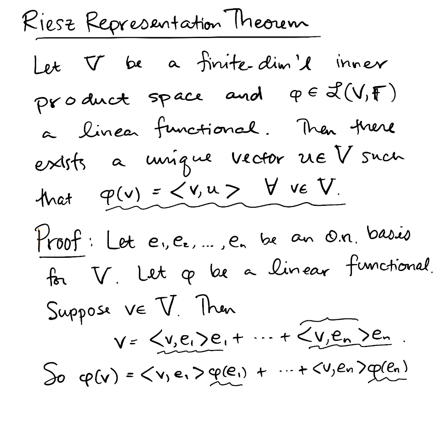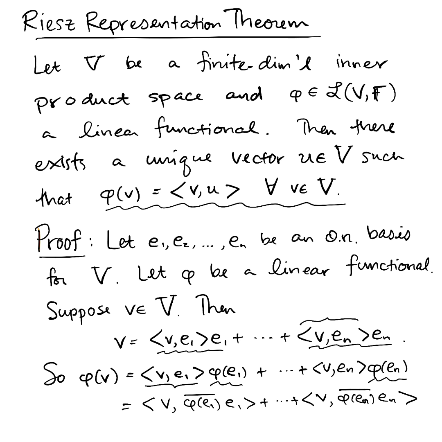And you can cram that number back into the second slot of that inner product. Now remember, you got conjugate homogeneity in the second slot, so that comes in like this. Inner product V, phi of E1 bar times E1 plus ... V phi of En bar times En.